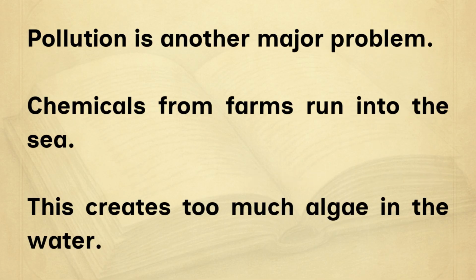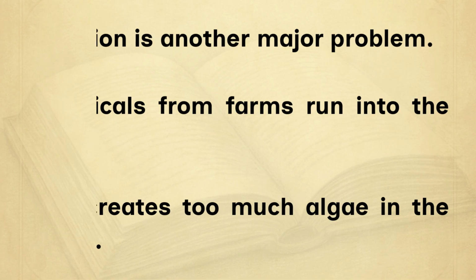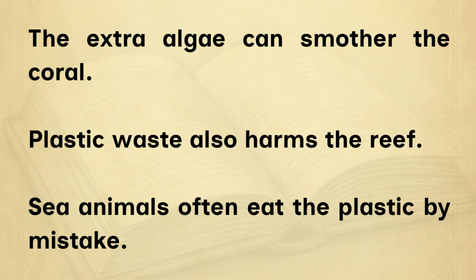Pollution is another major problem. Chemicals from farms run into the sea. This creates too much algae in the water. The extra algae can smother the coral. Plastic waste also harms the reef. Sea animals often eat the plastic by mistake.